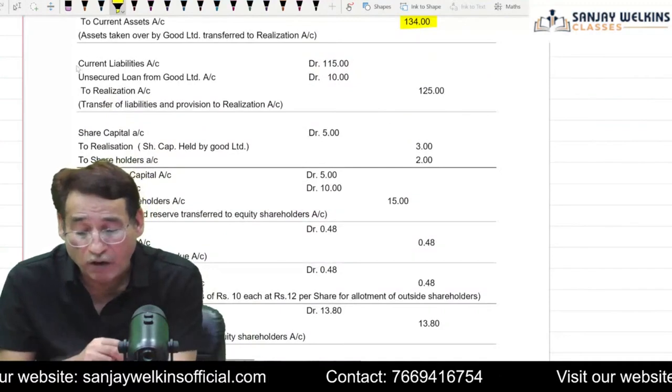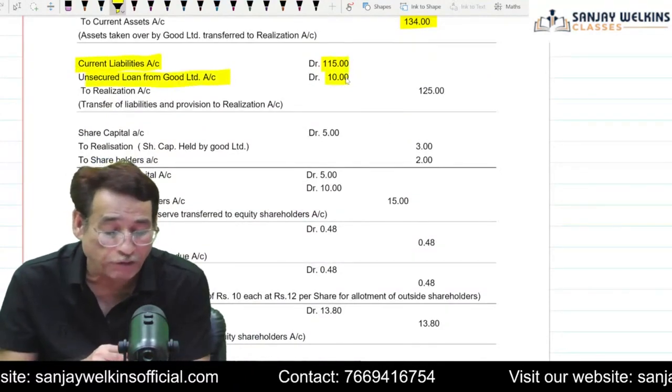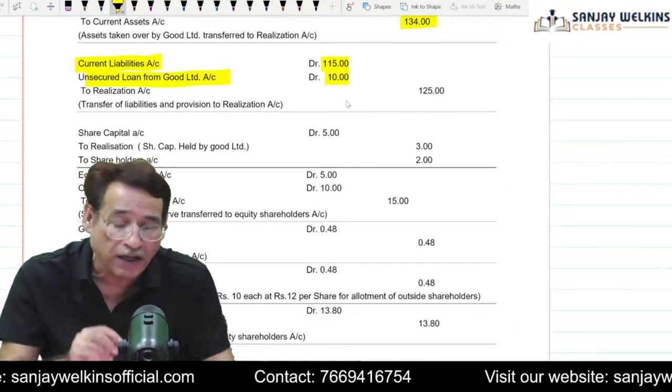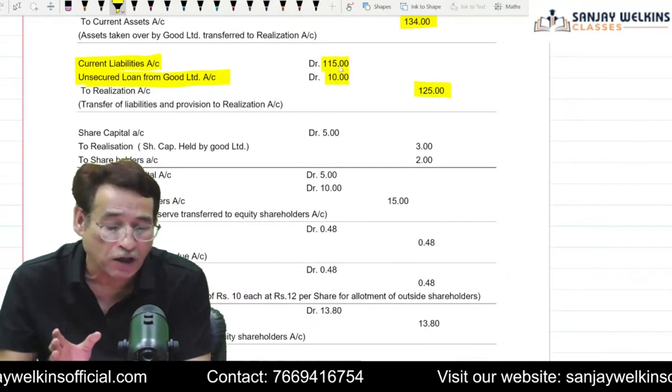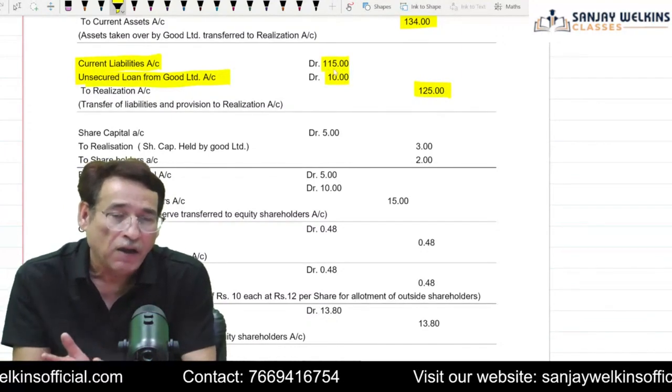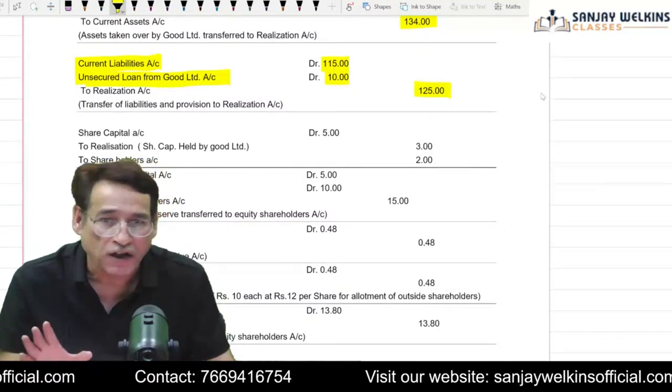Correct. Then likewise, all the liabilities will be transferred, irrespective of whether taken over or not, to the credit side of the realization account. So your entry will be like this. You have credited realization account and liabilities are debited, because liabilities are getting closed and you are transferring them to the credit side.